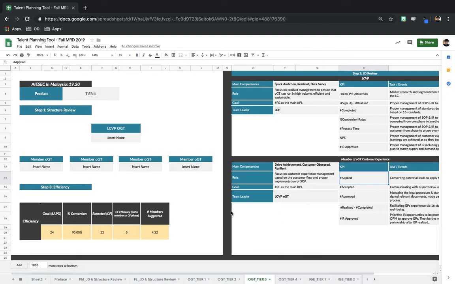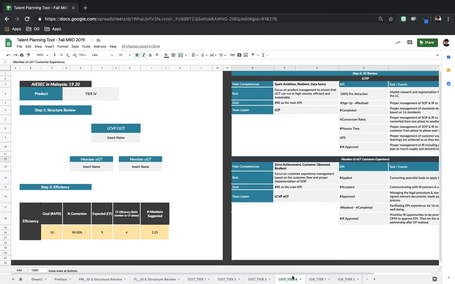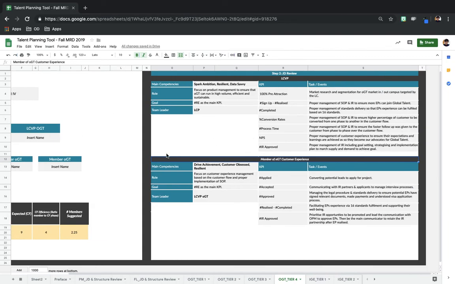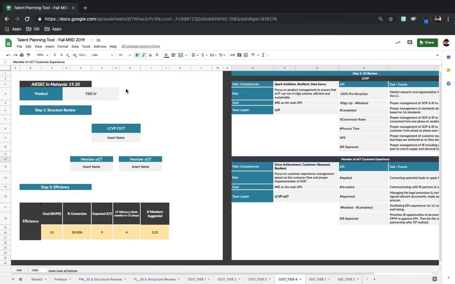The structure is given based on a tiering system. You have four tiers, and every tier is separated based on number of exchange. I will explain tier by tier the important things to take note of. In every framework of talent planning, it's mainly separated into three parts: the structure review, JD review, and also efficiency.